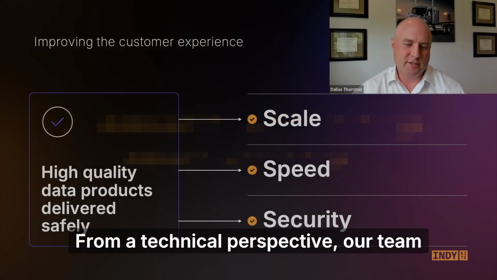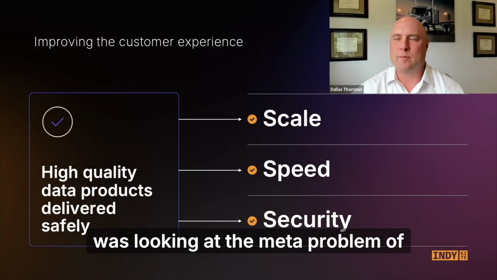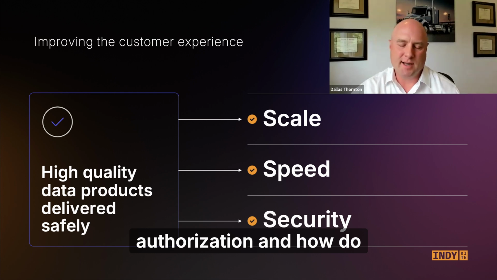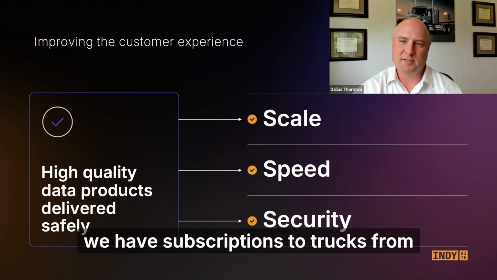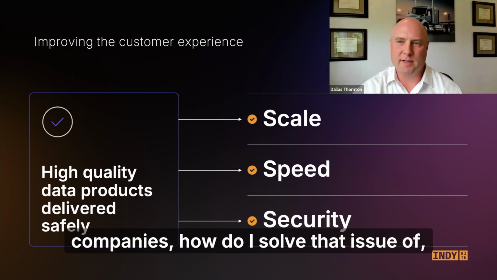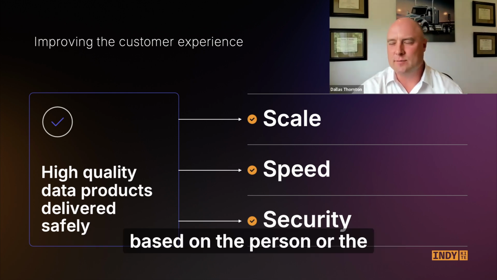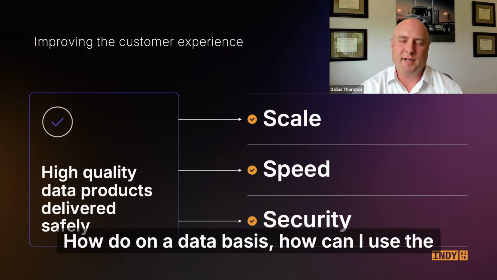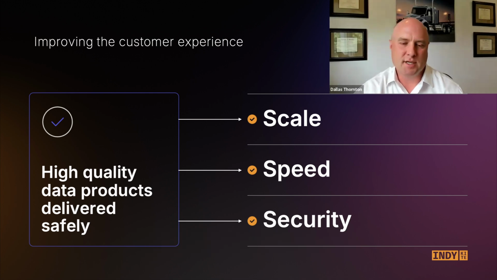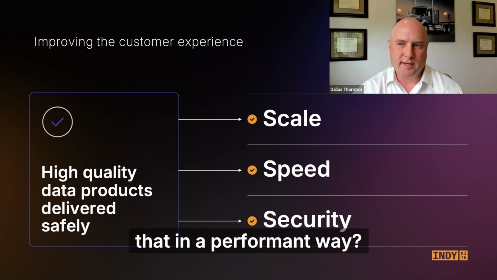From a technical perspective, our team was looking at the meta problem of authorization and how do we deal with that issue of, we have subscriptions to trucks from different companies and people within those companies. How do I solve that issue of, based on the person or the credential or the application? How can I use the data to drive that authorization decision? And how can we do that in a performant way?